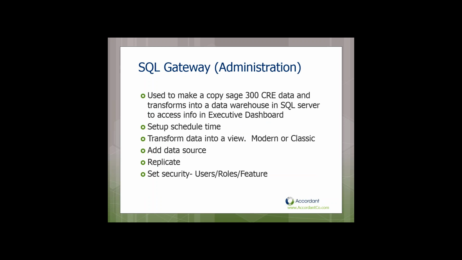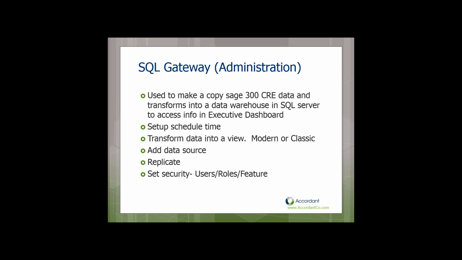And talking about the SQL Gateway, I'll talk more about what it does, and then we'll get into the actual Gateway Administrator. So the Gateway is used to make a copy of your Sage 300 database. And what it will do is put it into what's known as a data warehouse where the Executive Dashboard can access it. This is where we can define settings in the gateway where we can set up a scheduled time to automatically do that replication, transfer the data into a modern or classic view, and I'll show you that when we go into the gateway, and I'll explain that.